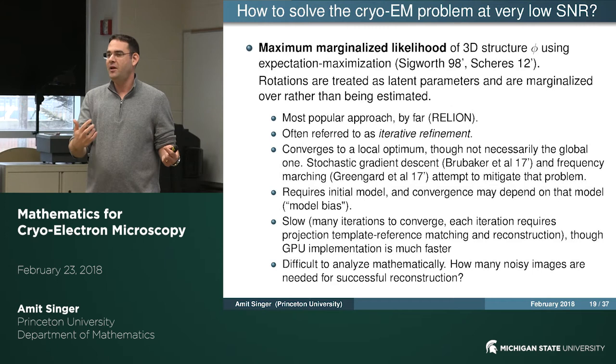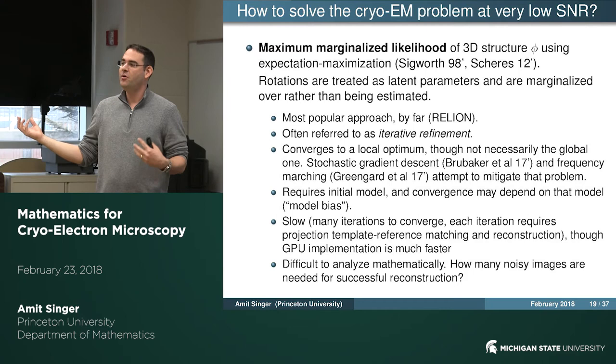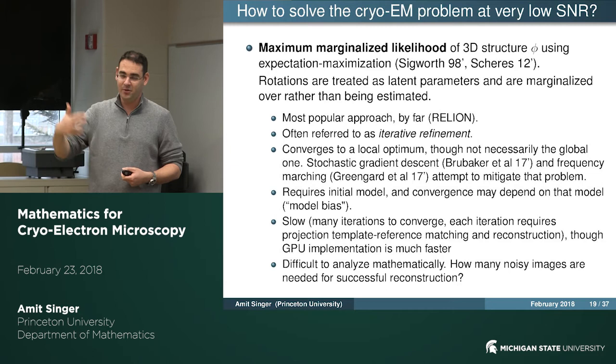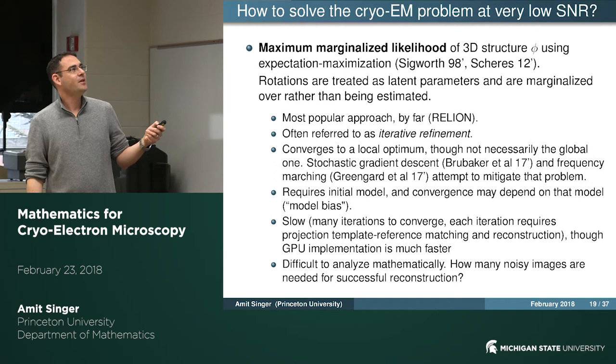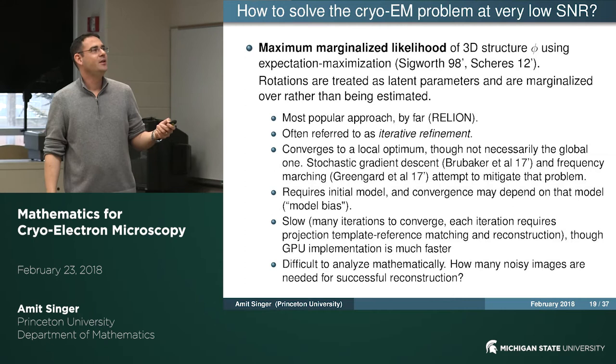So basically you get a distribution or a weight for every experimental image, of what the possible rotations are that can be associated with it. And once you have that, you can update your structure. And iteratively, in this EM, expectation maximization approach, you refine the structure. So this is something called iterative refinement.